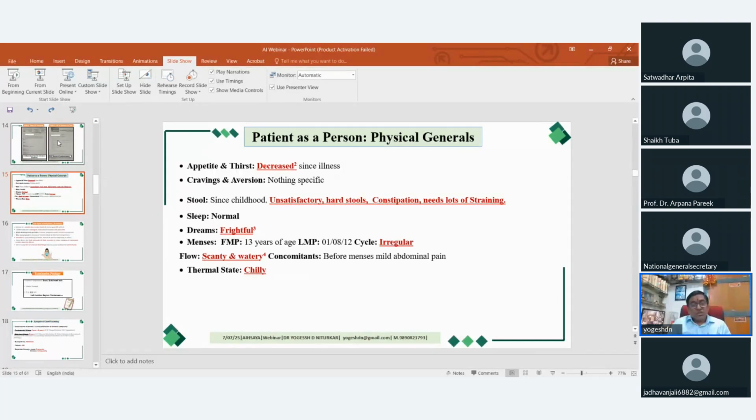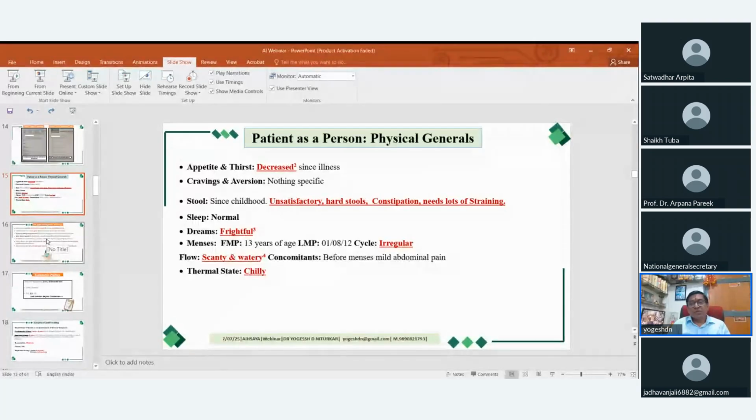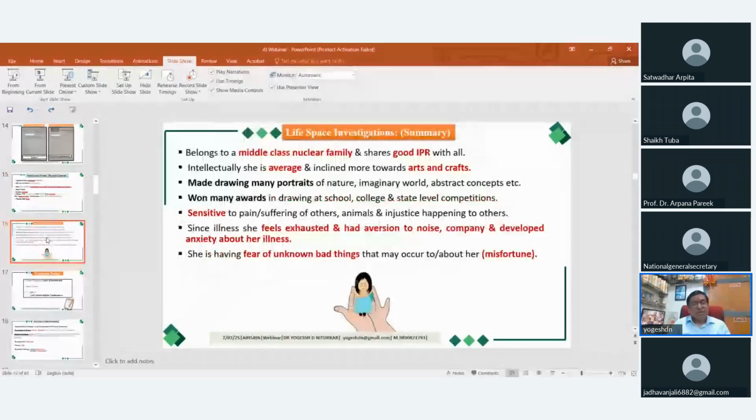Since 13 years, her cycles had started, and the menstrual cycles are irregular. The flow is scanty and watery. She said it is too thin, and it is very watery in consistency, and the thermal state is chilly. So this is the patient as a person at physical general level.